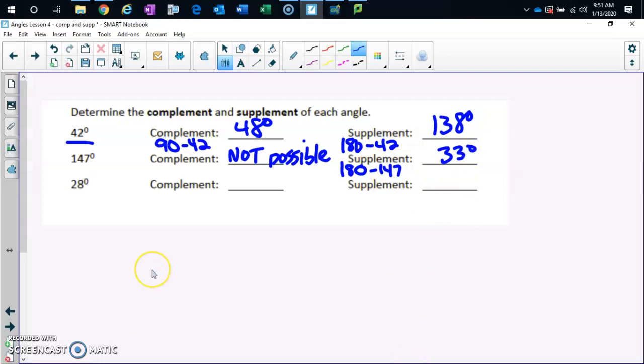Okay. How do I find the complement of 28 degrees? What do I do? 90 minus 28 is what, 62? How do I find the supplement of 28? What do I do? Nathan? It is 152.